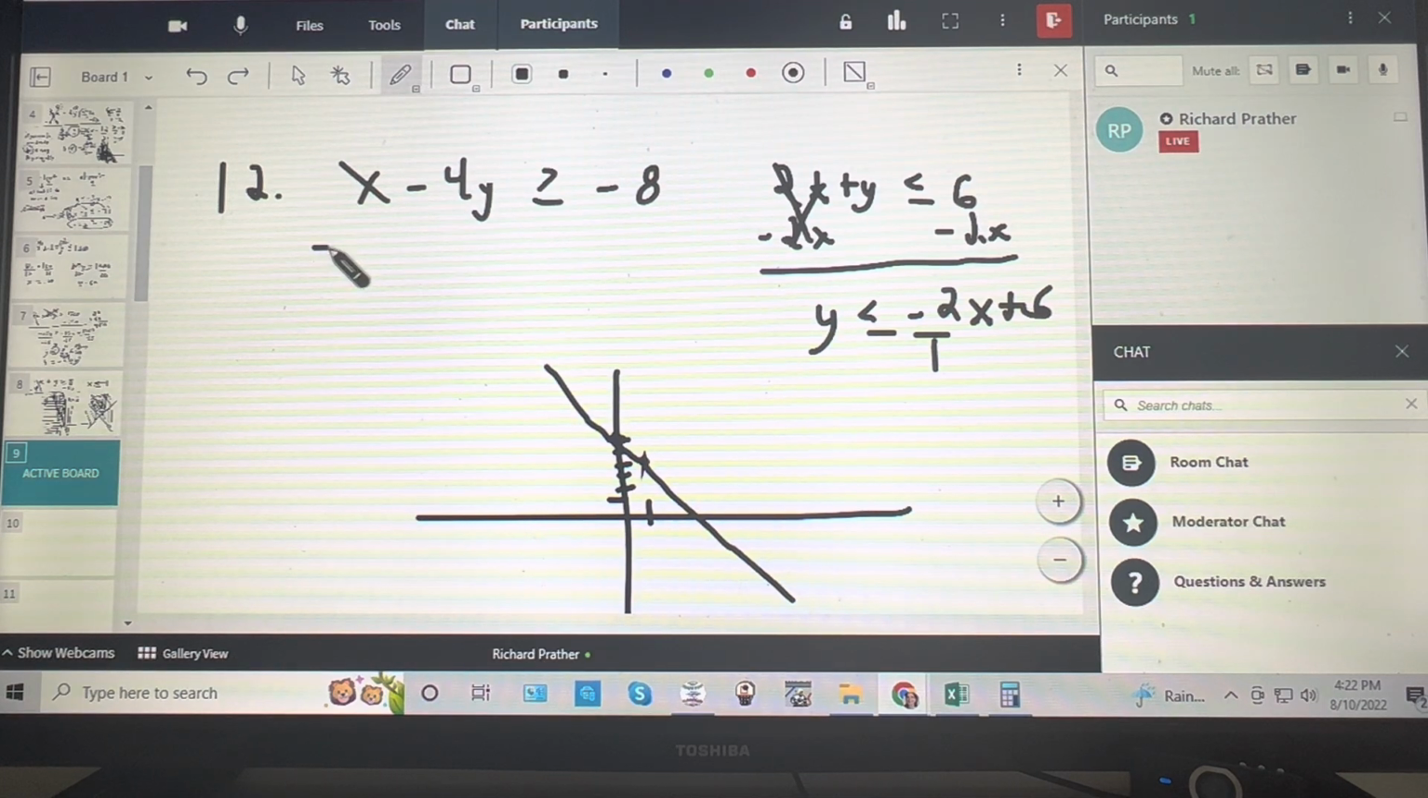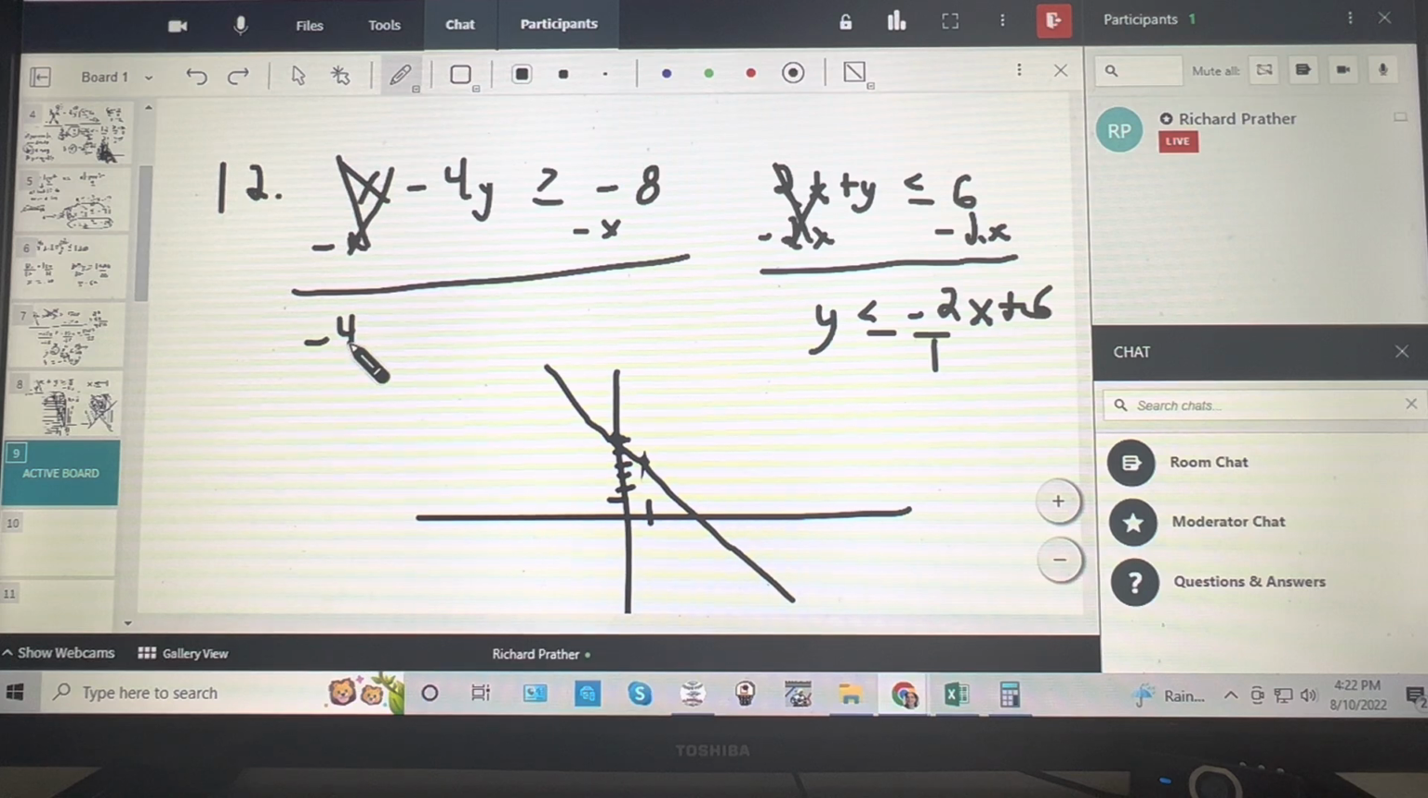So on this one, if you subtract x, negative 4y is greater than or equal to negative x minus 8. Here it comes. I'm dividing by negative 4. I'm dividing by a negative. That's going to flip it from greater than or equal to, to less than or equal to.